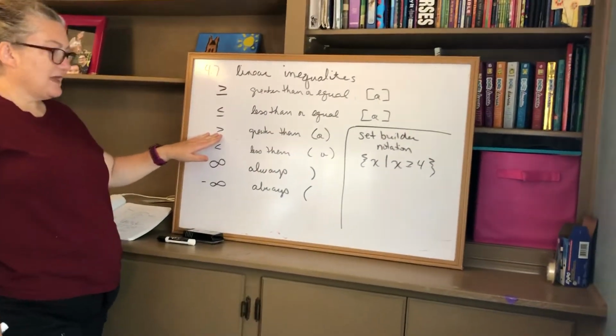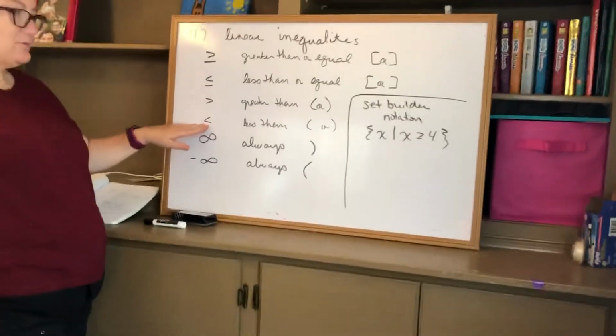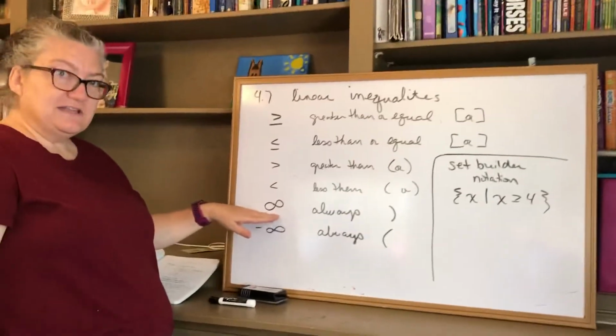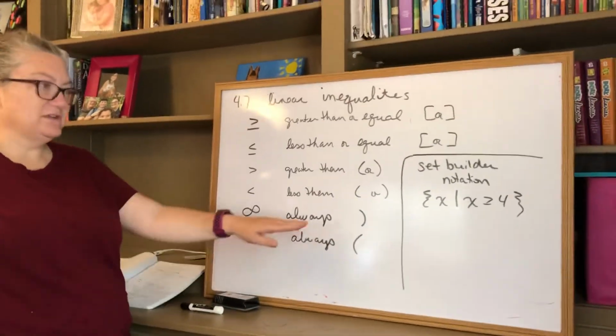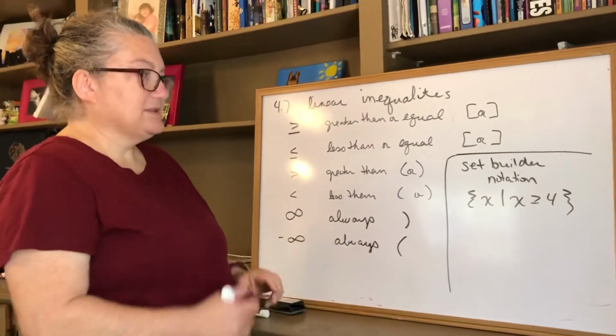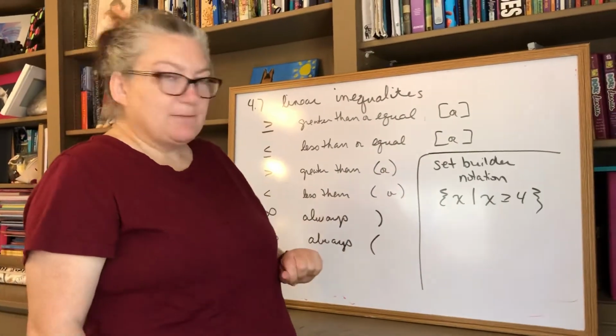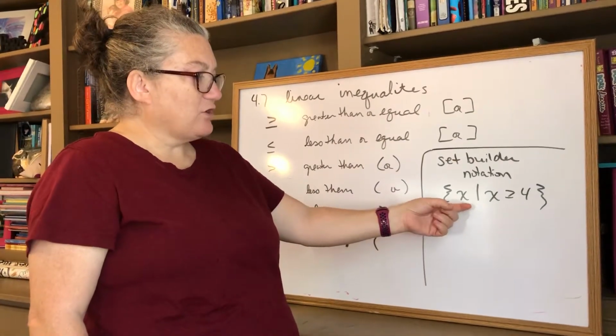And greater than, we just use parentheses. Less than, we use parentheses. The infinity sign, which means that it goes to infinity, is always a parentheses, and negative infinity would also be a parentheses. So this right here is what we call set builder notation.